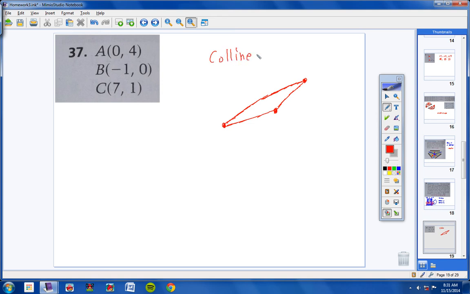Collinear. Okay? So the best way to do this problem is just find the slope of AB, find the slope of BC, and find the slope of AC, and make sure all 3 slopes are what? Not the same. Because if they have the same slope, then they have to be collinear. They have to lie on the same line.